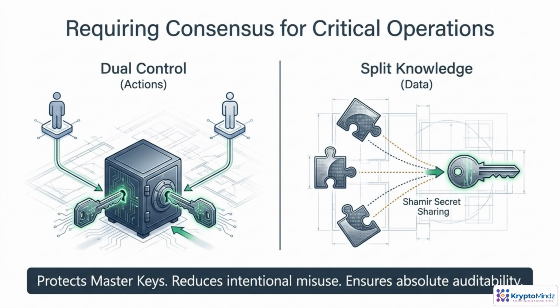Consensus is how we keep the most powerful capabilities under control. Dual control means no single operator can perform a critical action alone, like activating a master key or performing a key ceremony. Two or more people must cooperate in real time. Split knowledge goes further. No one even knows the whole secret. Each person holds only a share, often using Shamir secret sharing, and only combined shares reconstruct the key. Together, these patterns block insider abuse and create strong, auditable governance.